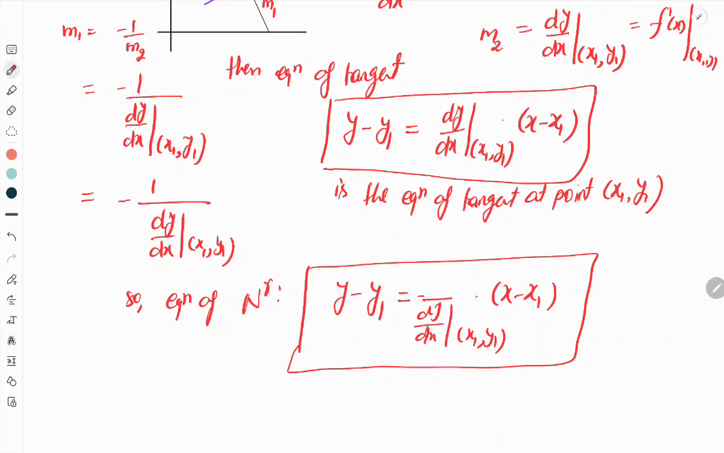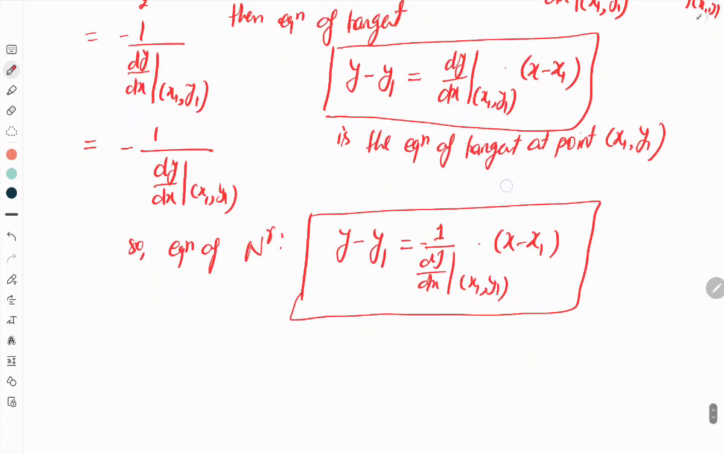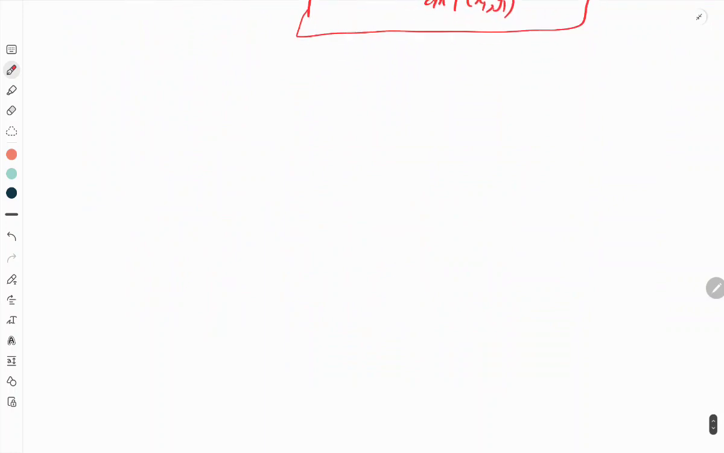Okay, I hope this one is also clear. Now sometimes the curve equation will be given to you as a parametric equation. Parametric equation means x will be given as a function of t and y will be given as a function of t. Let's say this is g(t), this is f(t), no problem.